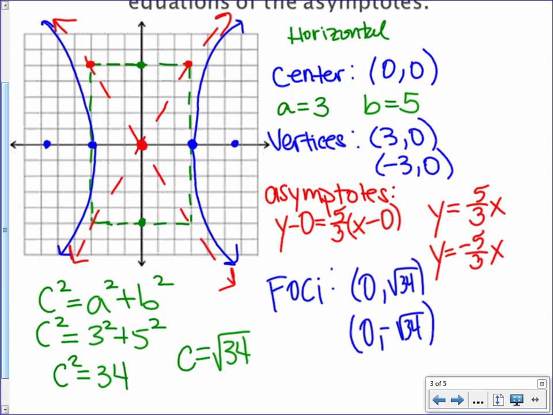You will notice that aside from having to plot and name our asymptotes, the process is very similar to that of an ellipse. It is not the same, but it is very similar.